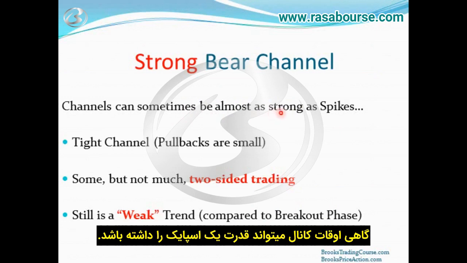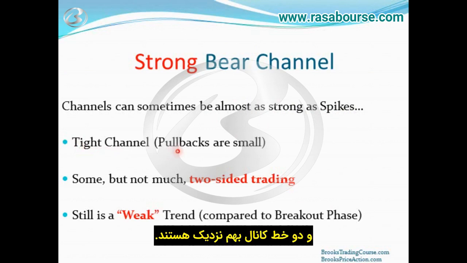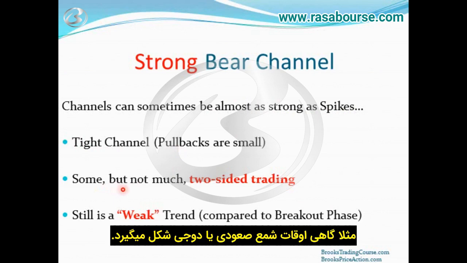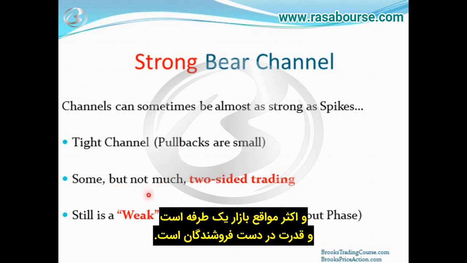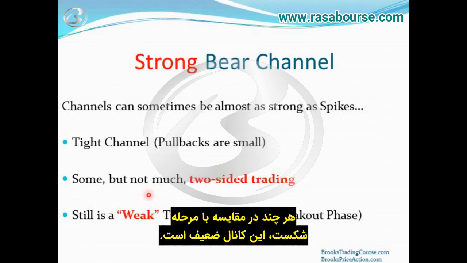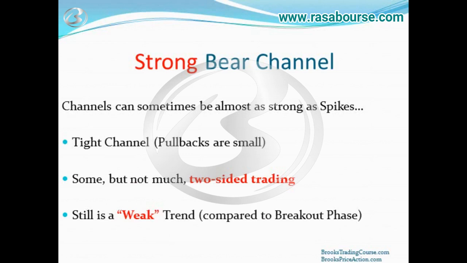Channels sometimes can be almost as strong as spikes. Again, when the channels are very tight, the pullbacks are very small, the lines are close together. There might be some two-sided trading, like an occasional bull bar or an occasional doji, but it's very little. For the most part, it's one-sided. The bears are in control. It's still weak compared to a breakout, but it's so strong that you should treat it like a breakout and only look to sell.